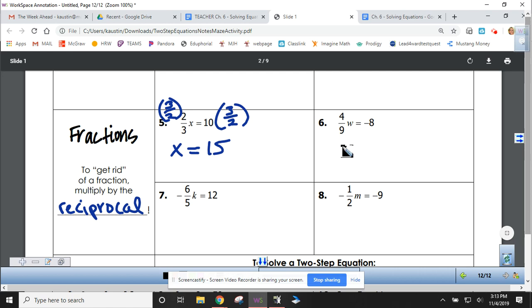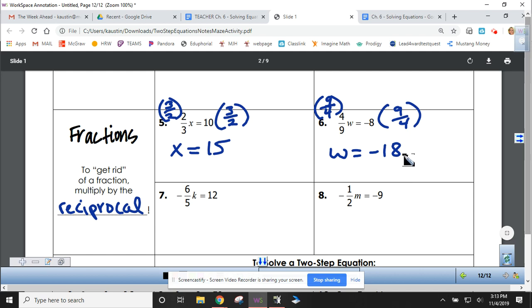Instead of multiplying by 4/9, I'm going to multiply by its reciprocal, 9/4, on each side. So I get w equals, in your calculator, you're going to do -8 times 9/4. And I get w equals -18.